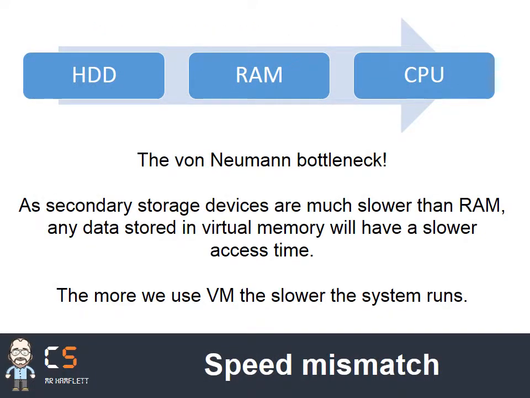As it turns out, there's a really big problem, and it's something we've already come across, the von Neumann bottleneck. There's a speed mismatch between our devices, and if you remember, secondary storage devices are much slower than RAM, which is much slower than the CPU. So if I'm using secondary storage devices to store stuff I would normally store in RAM, there's an additional delay when I try to fetch any data from it. The more we use virtual memory, the more we're accessing that hard drive or secondary storage device, and the slower the system is going to run as a result. So although virtual memory is useful, we want to limit how much we use it as much as we can, because the more we use it, the slower the system is going to get.